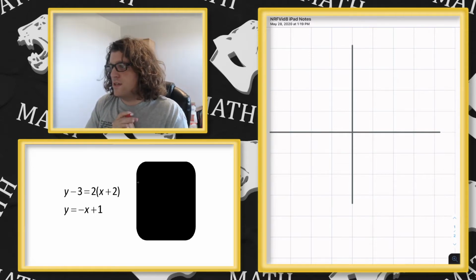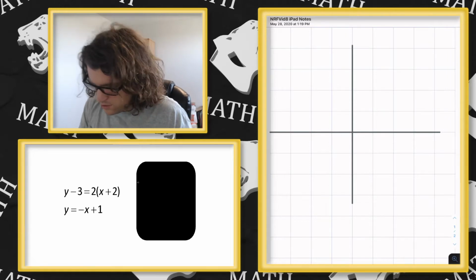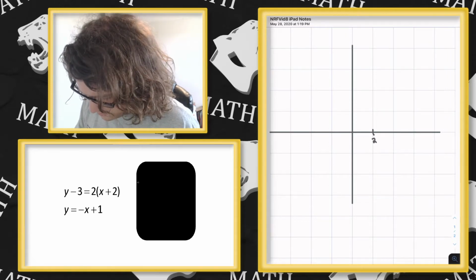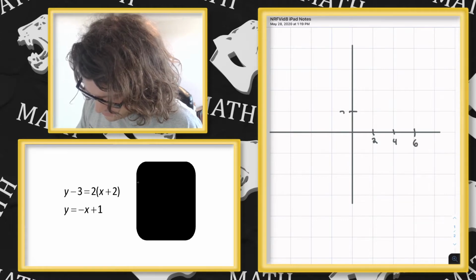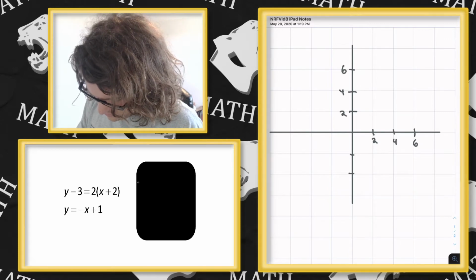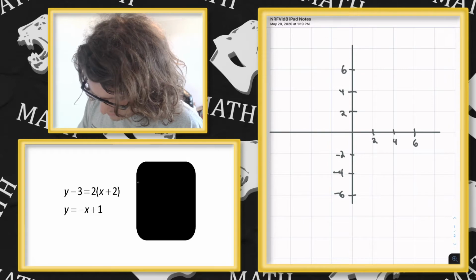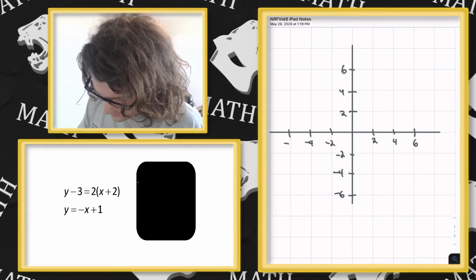So these are my axes, and I am going to say that each one of these is 2 units. So I'm going to come out here, that's 2, that's 4, that's 6, that's 2, that's 4, that's 6, which means these are also the same spacing in the negative direction. Negative 2, negative 4, negative 6, negative 2, negative 4, negative 6.